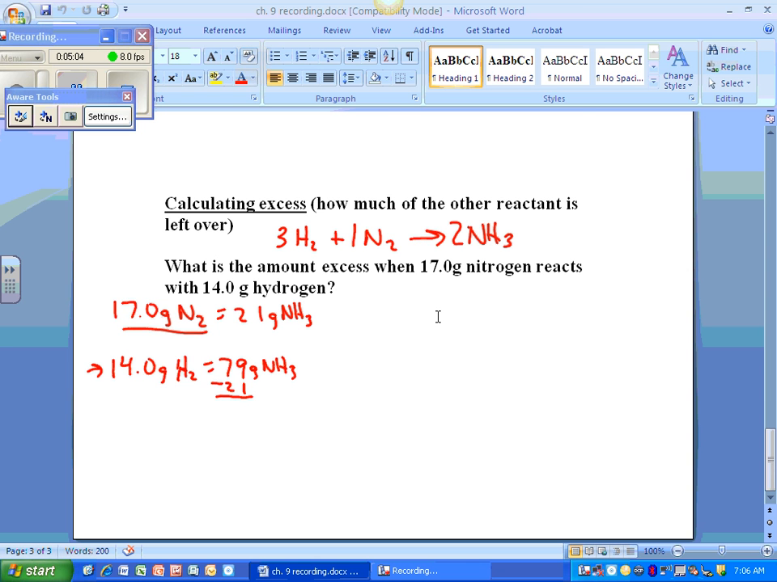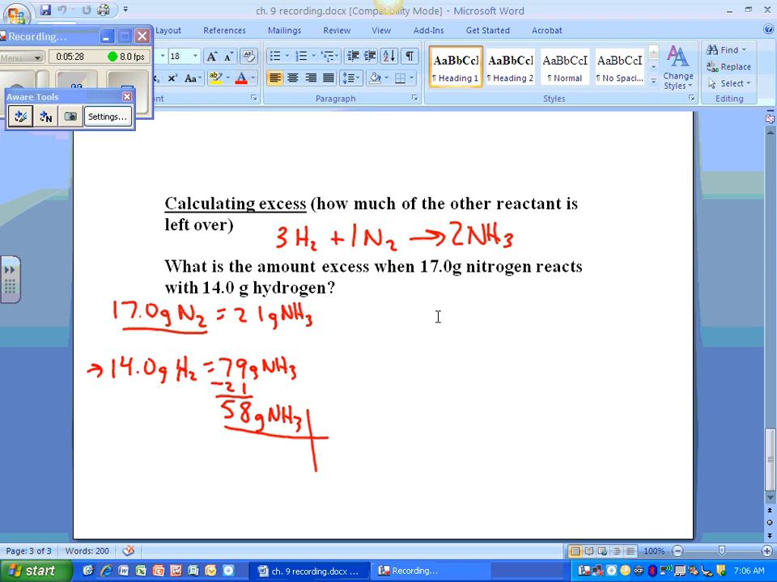So if I take a look at the difference between those, that's 58 grams difference. Okay? So what that truly means is if it was up to hydrogen, I could get 79 grams, but it wasn't up to hydrogen, it was up to nitrogen. So nitrogen only gave me 21. The difference between these two reagents is 58 grams.